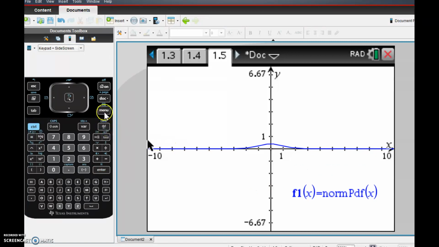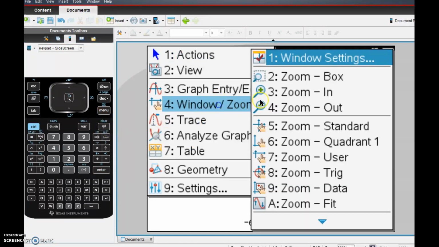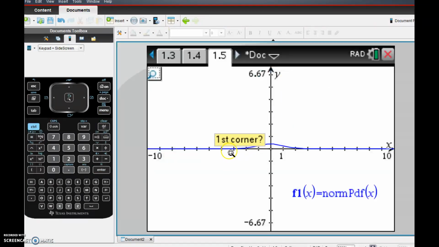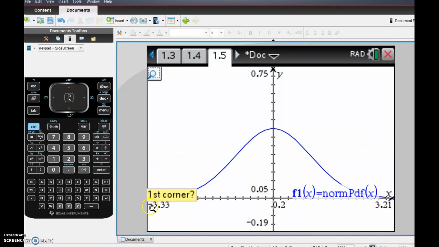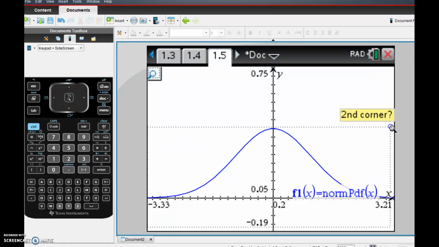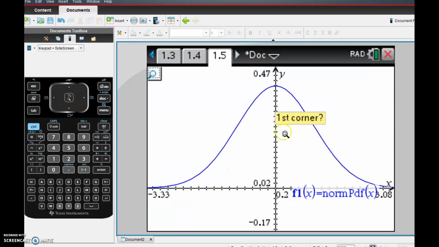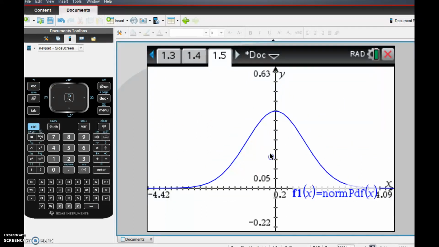This is a normal model that you know and love. I'm going to do a zoom box on it. So let's go 3 standard deviations, right? It's about sensible. There we go. Okay, so this is the normal curve.